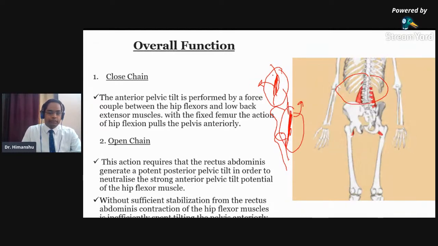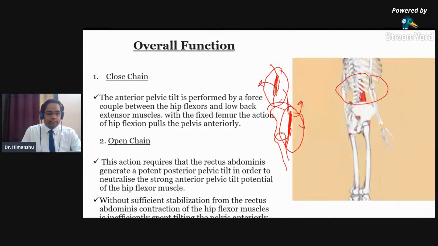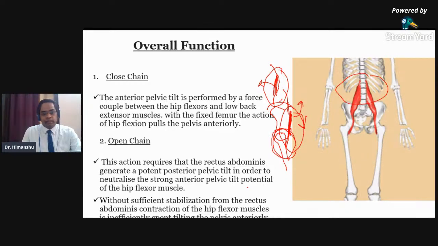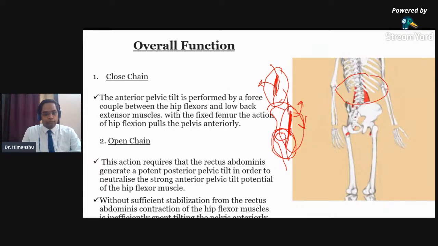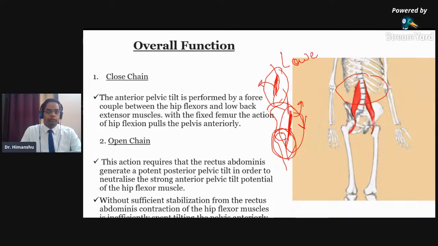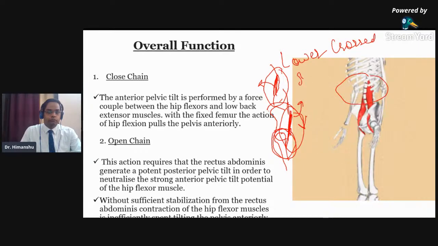So whenever the lumbar lordosis increases, there will be a certain amount of anterior tilting of the pelvis, which will cause flexion deformity or aided flexion at the hip joint. This is what is known as lower crossed syndrome, if you have heard about it. Lower crossed syndrome.